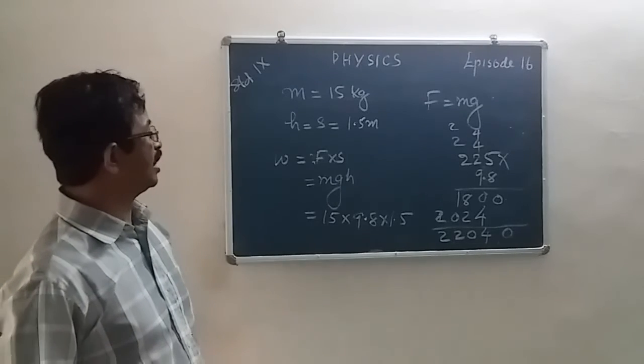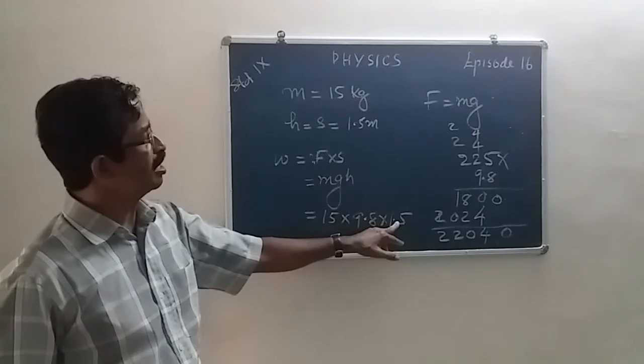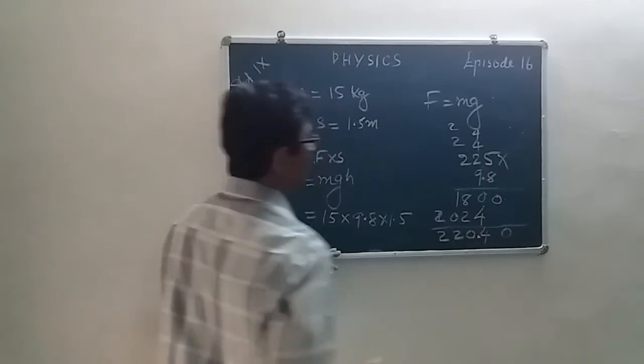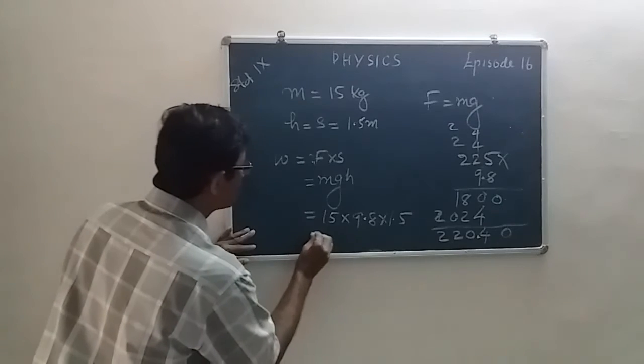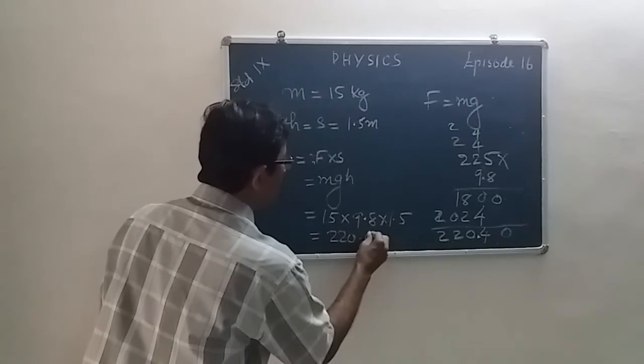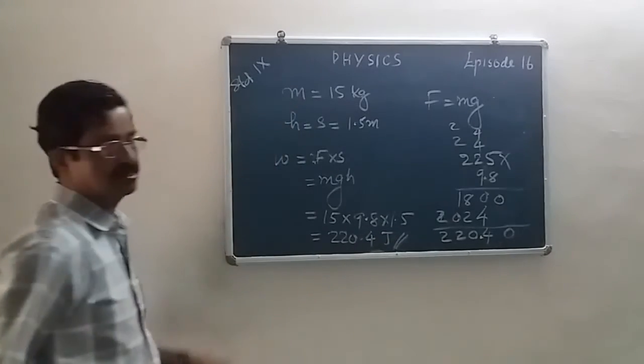How many decimals do you want to give? Here one decimal and here one decimal, total how much? Two decimals. That is equal to 220.4. This much joule is the work done.